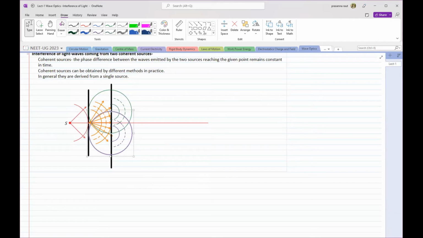ओके, ऐसा कुछ. तो नाउ इफ दिस थर्ड वन इज अ क्रेस्ट, if this third one you have drawn is a crest. Okay, so now look at this, what happens here, what is happening here.